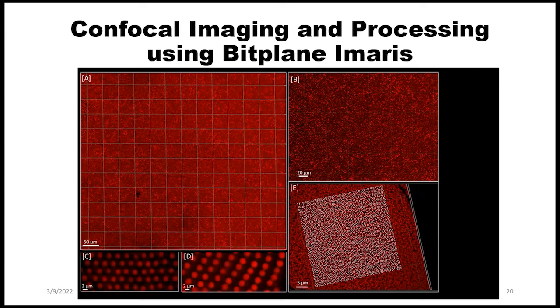So we use a confocal microscope to image the hydrogel. A picture shows the multi-panel mosaic image. B is the zoomed-in picture, and E shows the centroid to identify each particle present inside the hydrogel. C and D show the organization of the particles inside the gel.